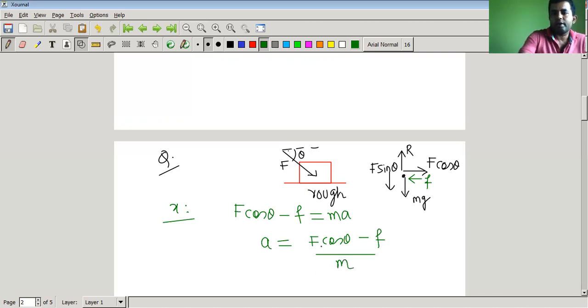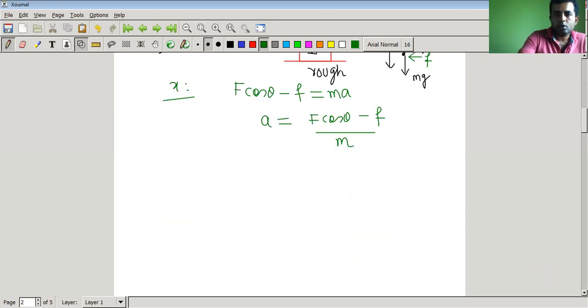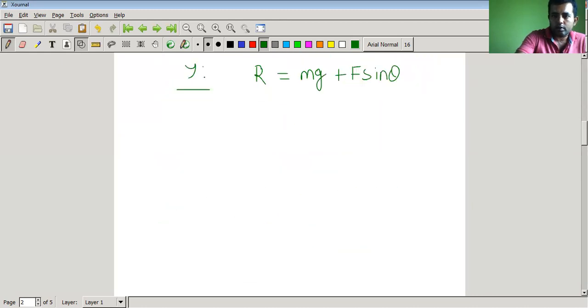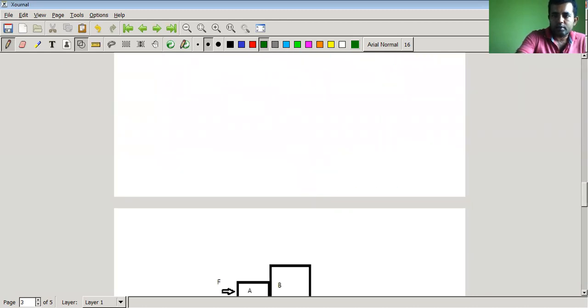What about y direction? Along y direction, if you see the diagram, then R will be equal to mg plus F sin theta. Right. Now, these are the simplest examples. Okay. Now let us move on to our next example.